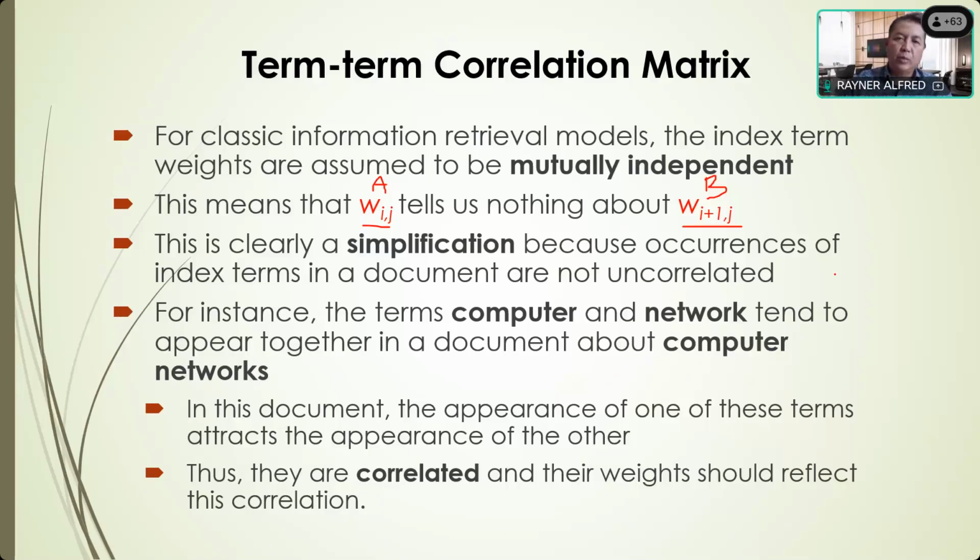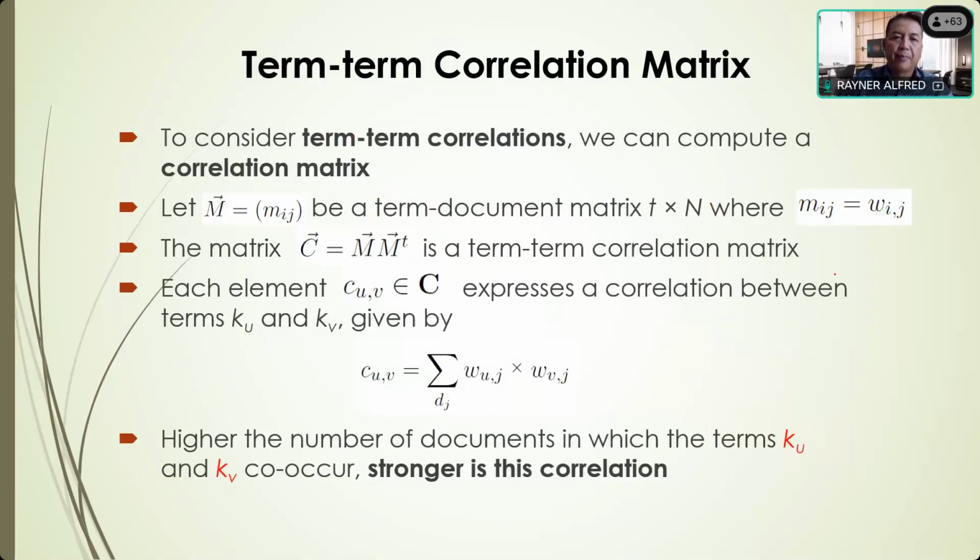So what we need to do is construct this term correlation matrix. Based on this, we are using one matrix, which is the term frequency, the term document matrix, and then we multiply that one with the transpose of the same matrix. So the term correlation matrix can be obtained by multiplying the term document matrix with its transpose.